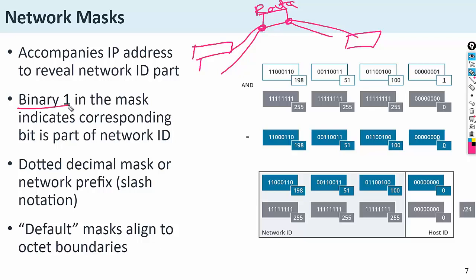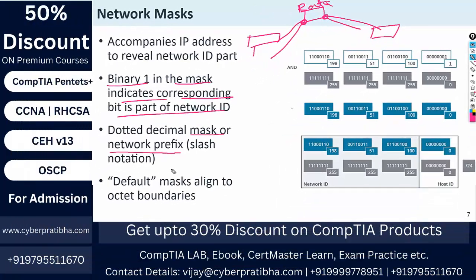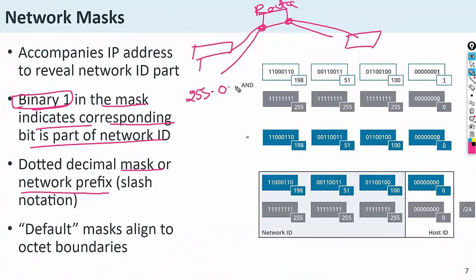So binary 1 in the network mask indicates the corresponding bit of the network ID, and the dotted decimal mask is the network prefix or slash notation. The default mask follows the octet boundaries. What is the meaning in binary? Like here is an IP address which has the subnet mask 255.0.0.0. Why 255? Because all will be 1: 1, 1, 1, 1, 1, 1, 1, 1. 1, 2, 3, 4, 5, 6, 7, 8.